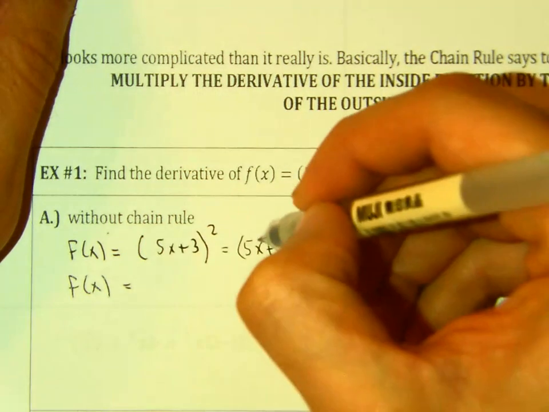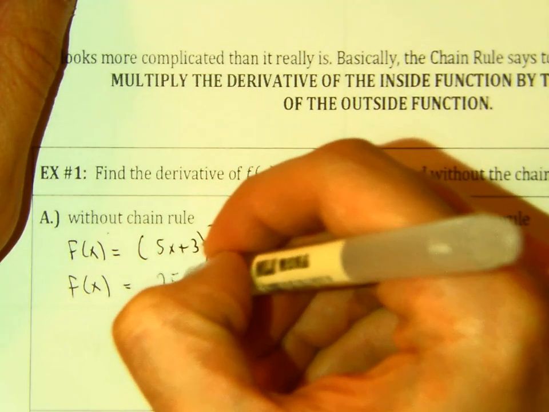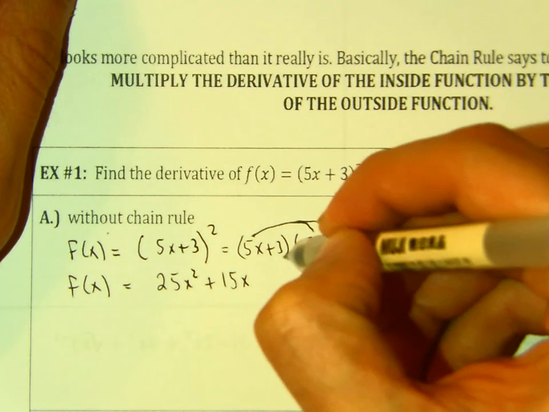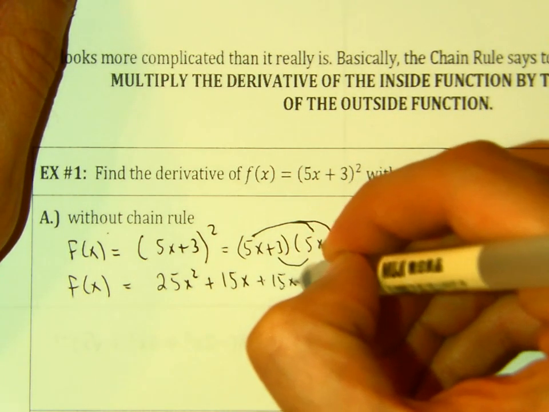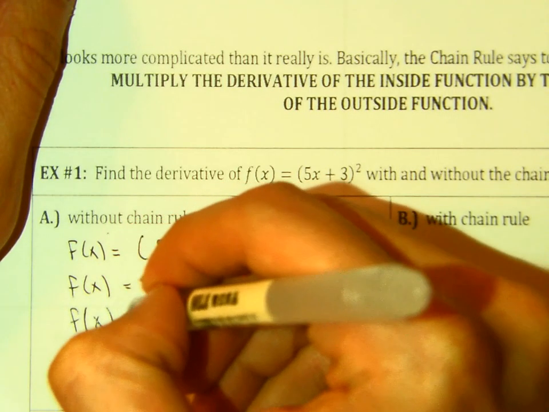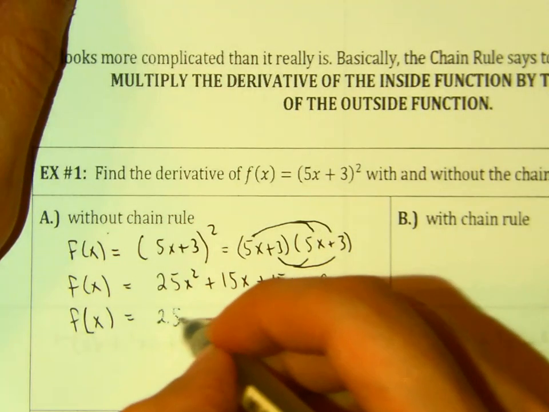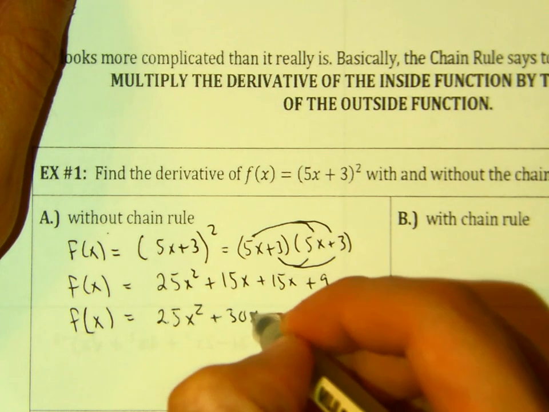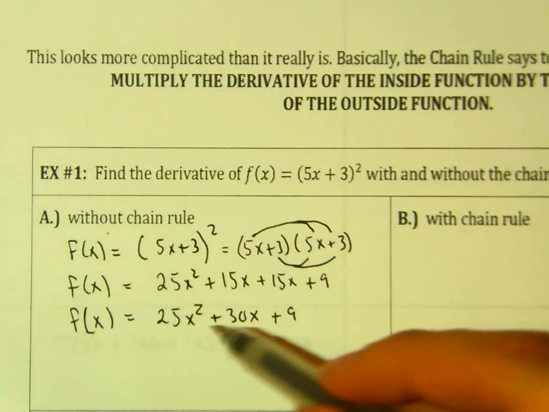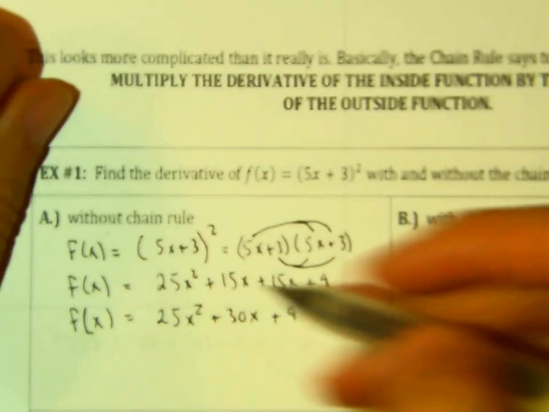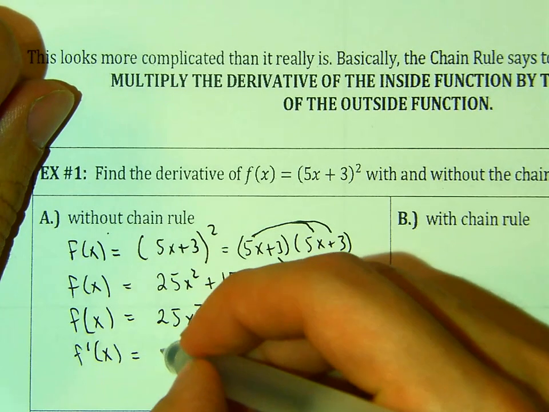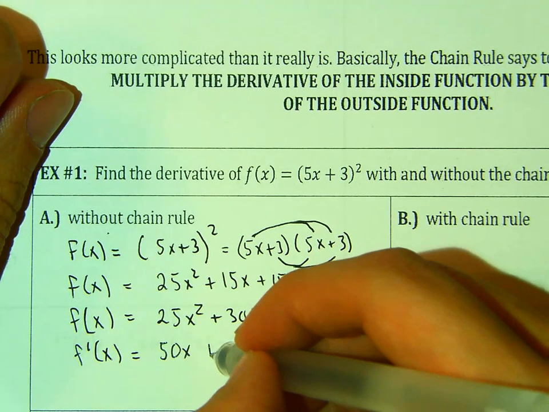If you FOIL this, 5x times 5x is 25x squared, 5x times 3 is 15x, then we have another 15x, and then we have a 9 over here. And we know that f of x is equal to 25x squared plus 30x plus 9. If we were to ask what's the derivative of f of x, well, that's just easy money. You say f prime of x is equal to, use the power rule, 50x plus 30.